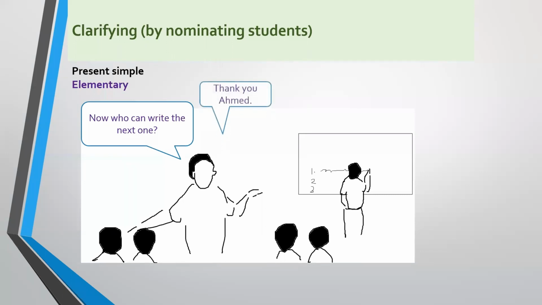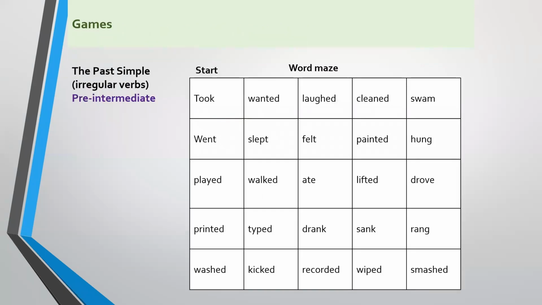All right, so here we go. And this game can help a lot when you want to teach past simple tense, irregular verbs. This is called word maze. They can travel through the table here, the maze, and go through the irregular verbs only. This can help. You can design that anytime. It takes 5 minutes maximum.